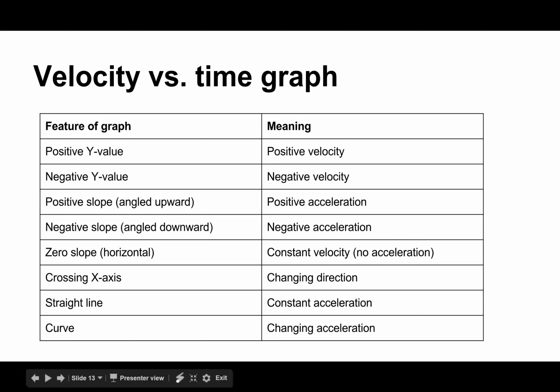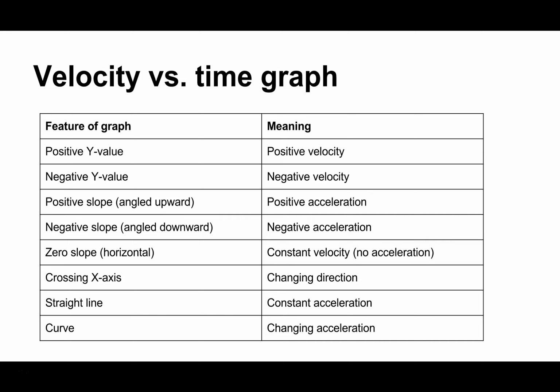Velocity versus time. Velocity goes on the y-axis, so positive y-axis, positive velocity, negative y-axis, negative velocity. The slope represents acceleration, positive slope, positive acceleration, negative slope, negative acceleration. If the slope is zero, if we have a horizontal line, that's no acceleration, constant velocity. If it crosses the x-axis, that's just where we get to a y value of zero. So the velocity is zero. That is an object that stops and then changes direction. It goes from positive velocity to negative or negative to positive.